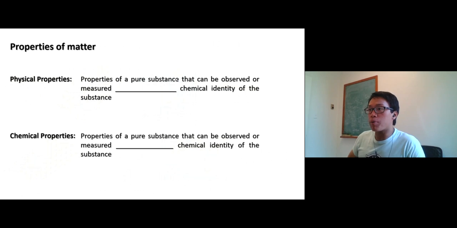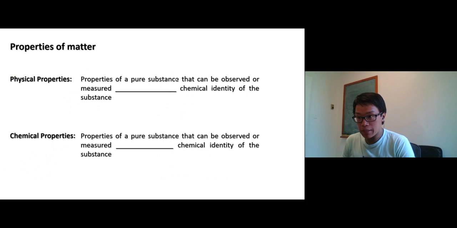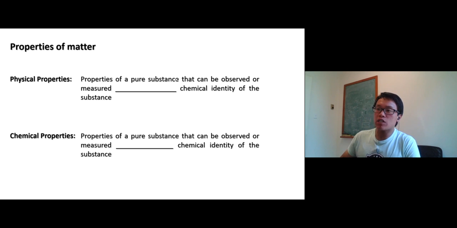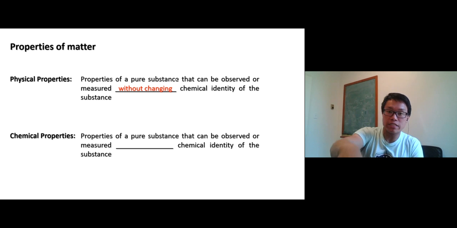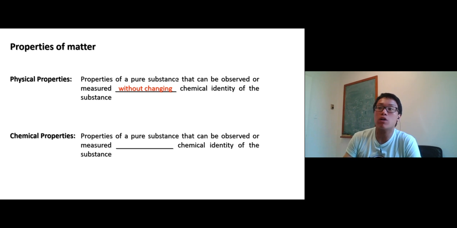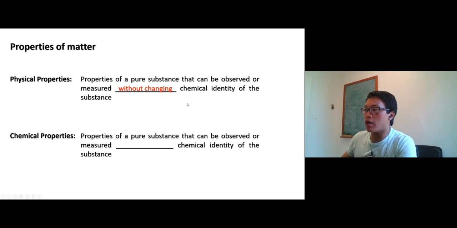There are two types of properties of matter. One is physical property, and the other one is chemical property. What's the difference? Well, a physical property you can observe without changing the chemical identity. For example, gold has a weight, right? You put it on a scale, you read the weight, you take it out, and that gold is still gold. It doesn't change to something else. So that's a physical property: a property of a pure substance that can be observed or measured without changing its chemical identity. After the measurement, it's still gold.